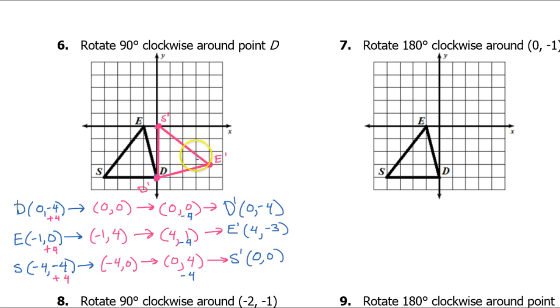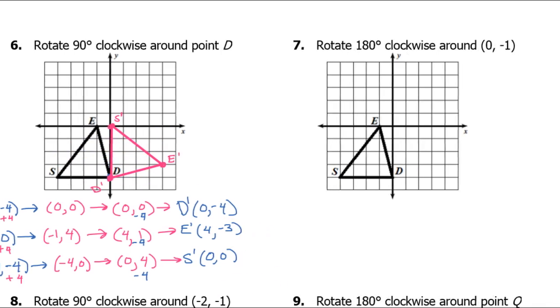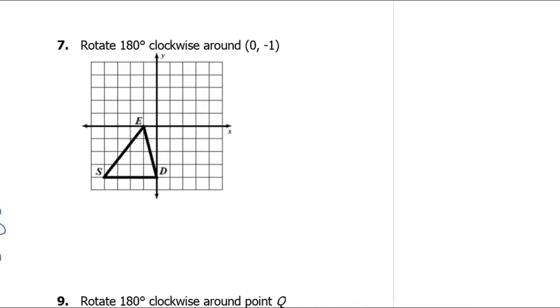So here's what the image would look like if I rotated 90 degrees clockwise around point D. Okay, let's do the same thing for number 7. We need to rotate 180 degrees clockwise around the point (0, -1).